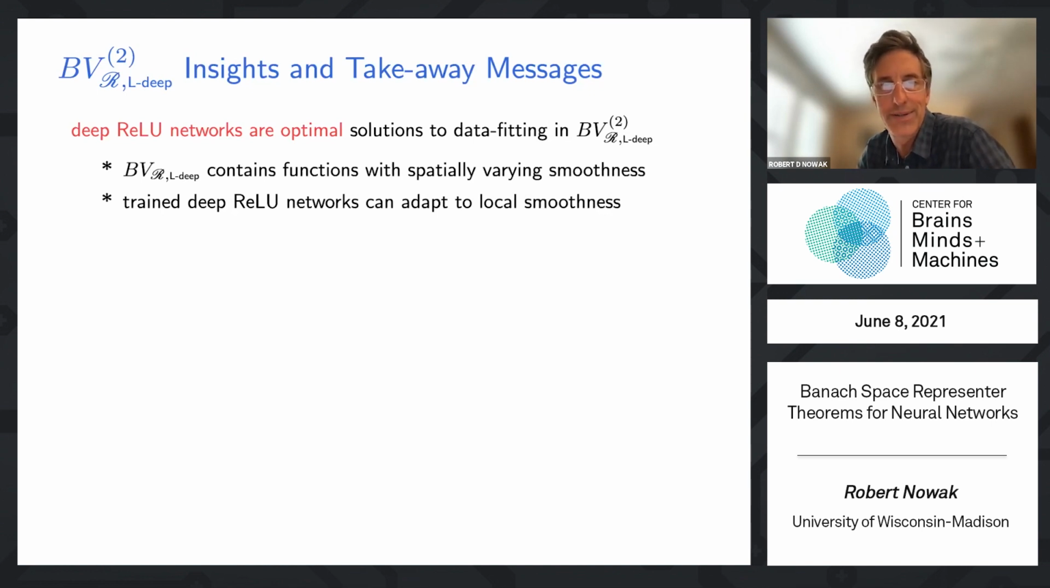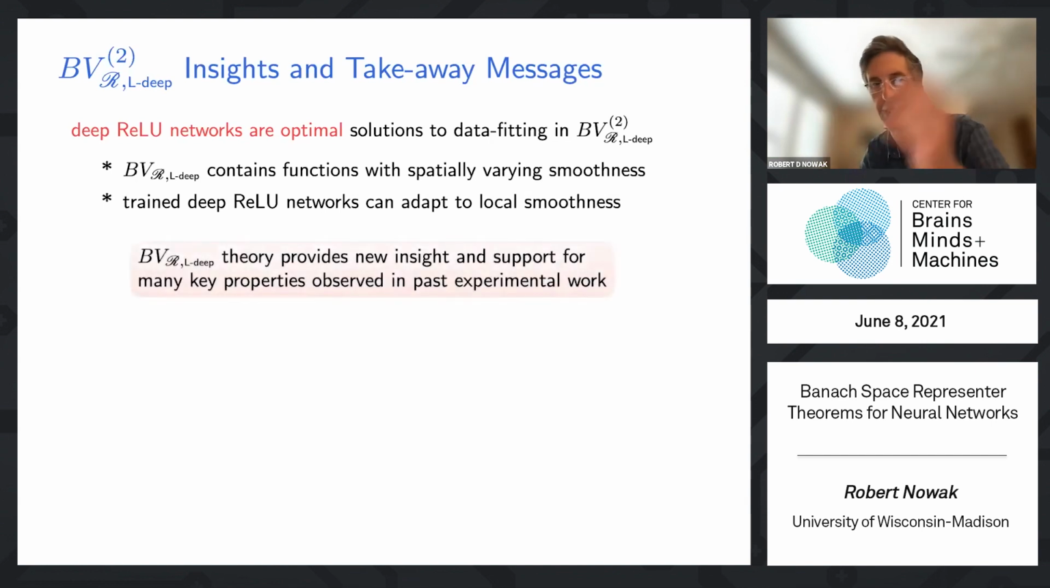The deep ReLU networks that people commonly use are optimal solutions to data fitting problems in these deep bounded variation Radon domain compositional spaces. So we have introduced these spaces and then showed that neural networks are indeed the solutions to them. That gives us a lot of new information about what the properties of trained neural networks are. These deep BV spaces contain functions that have spatially varying smoothness, which we saw was important even when we were looking in one dimension. And deep trained neural networks, therefore, can adapt to local smoothness in different orientations and everything. So this provides a lot of new insight and support for many key properties that have been observed experimentally.